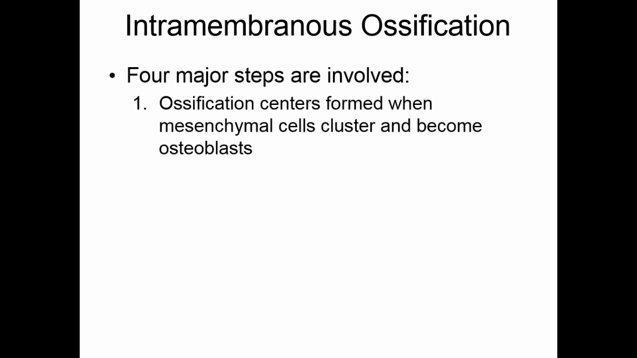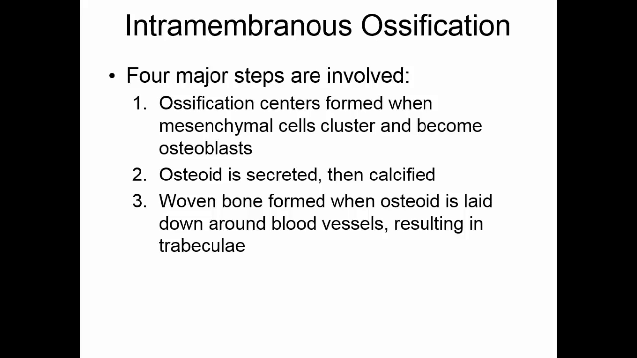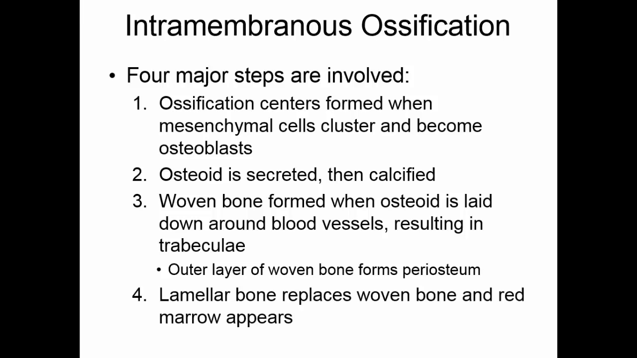There are 4 major steps in intramembranous ossification. We will have ossification centers form when the mesenchymal cells begin to cluster and become osteoblasts. Now, in one membranous bone, we will have numerous ossification centers occurring. The osteoblasts secrete osteoid. This is then calcified. We get woven bone or spongy bone formed when the osteoid is laid down around blood vessels that are in the membrane. This will give us our trabeculae. The outer layer of woven bone will be reformed into a periosteum, as well as being reformed into lamellar bone or compact bone. Red marrow will then appear in the cavities of the spongy bone.